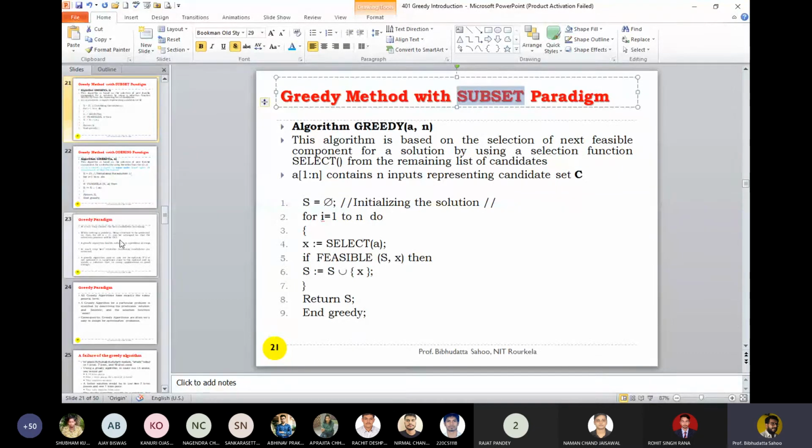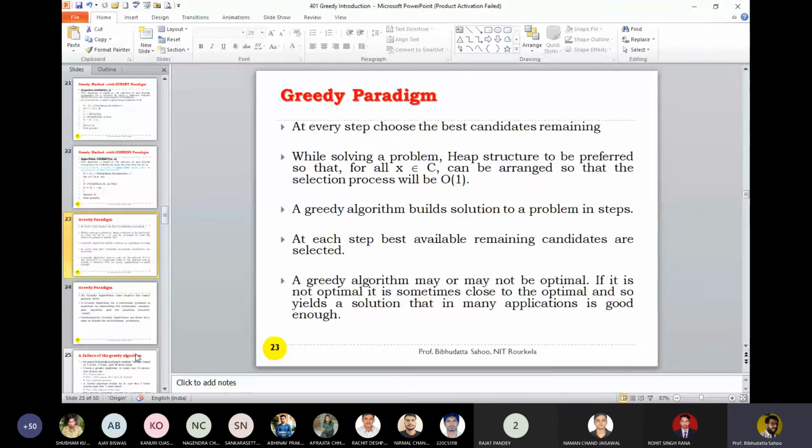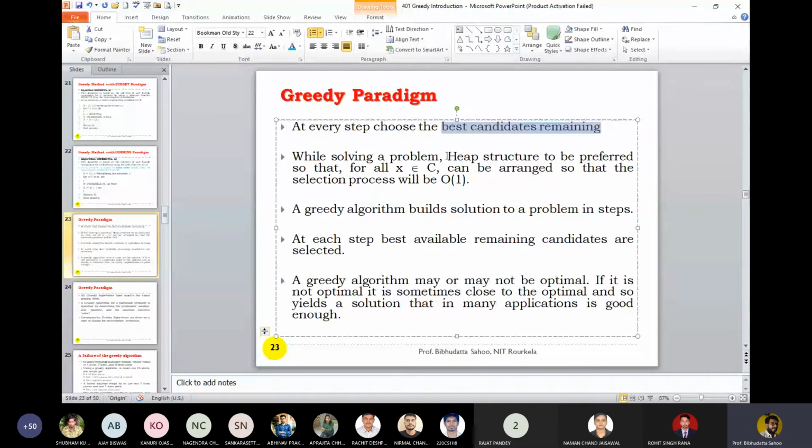And in this presentation, I have included two different algorithms for the 0/1 knapsack problem. Now let us come to the implementation. Every step is to choose the best candidate remaining. While solving the problem, a heap structure is preferred so that all x belonging to C can be arranged so that the selection process will take order of 1. So this is a must for any greedy algorithm implementation. The candidates must be arranged into a heap.